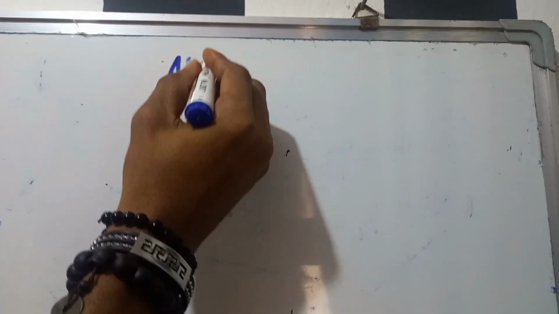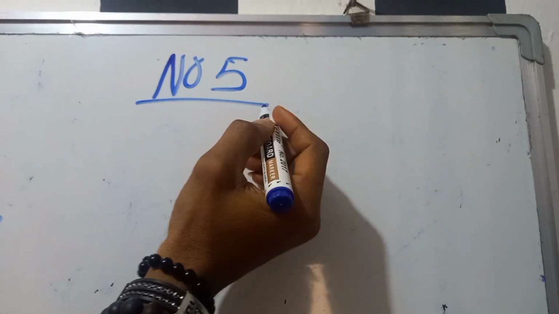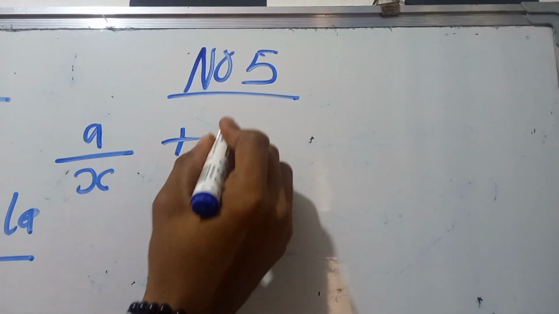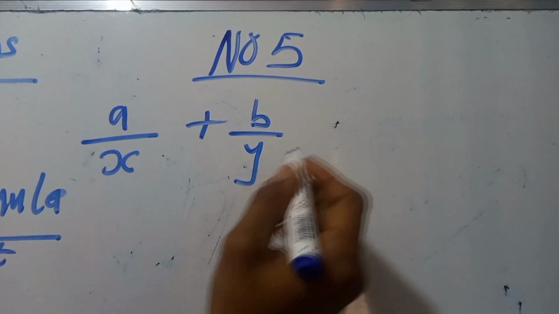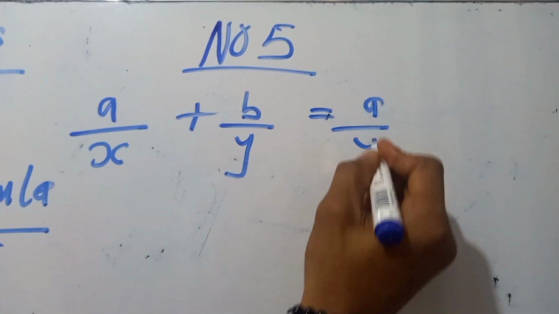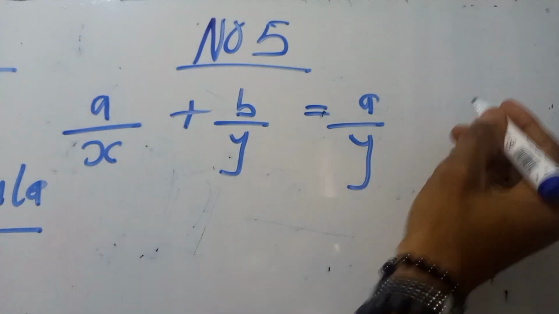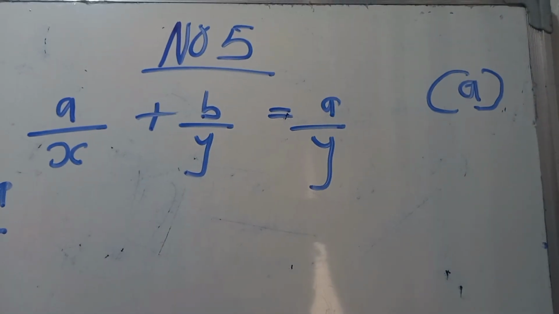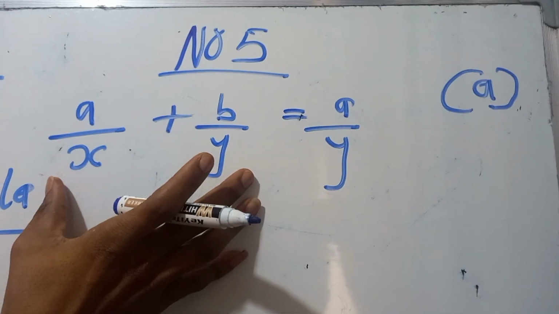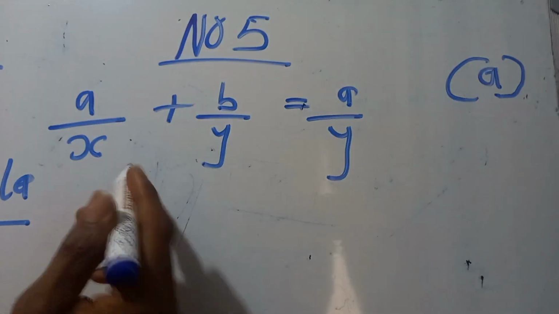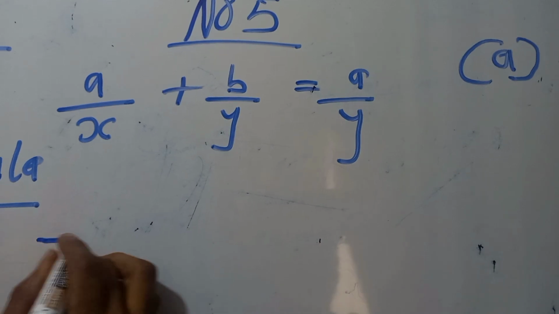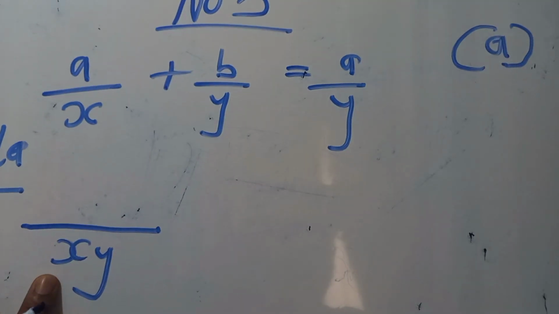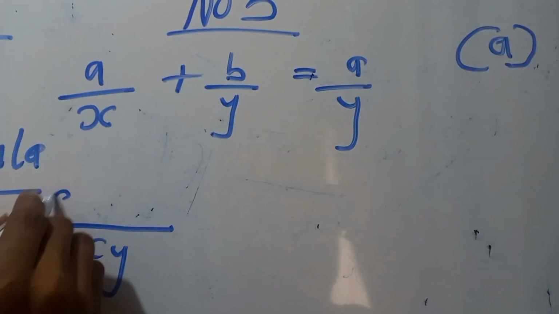Number 5 question, which says a over x plus b over y equals a over y. The question is, we should make a the subject of formula, so a should stand alone. Since here is an addition of fractions, make it a single fraction, which means we find the LCM of x and y, which is xy. So x divided by x is y. Y times a is ay.